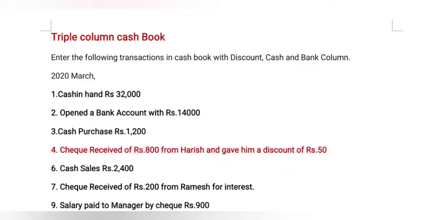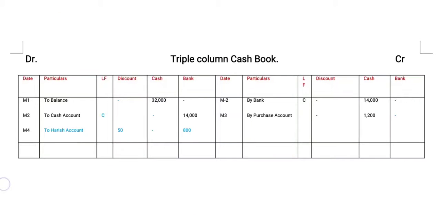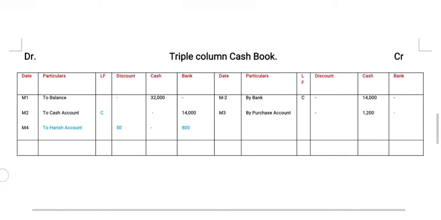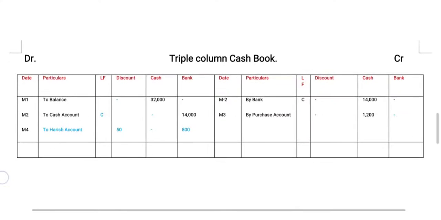4th March, check received of 800 rupees from Arish and gave him a discount of 50 rupees. Here we are receiving a check, that's why we go to the debit side of the cash book, and the discount is also recorded in the discount column. The check relates to the bank column. In the date column, debit side of the cash book, March 4 to Arish account, discount allowed 50 rupees. In the bank column, the amount is received through the check, so we take the bank column amount as 800. It is complete. Now we are going to another transaction.